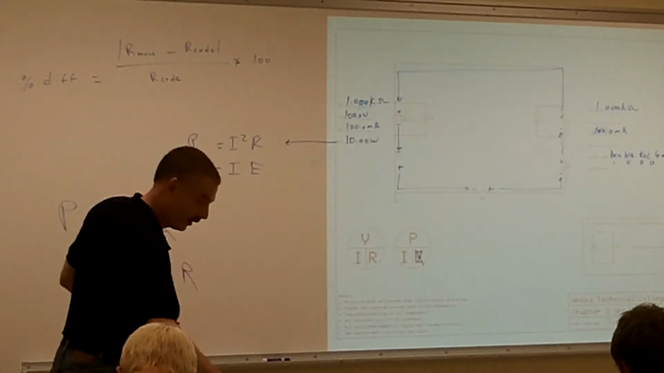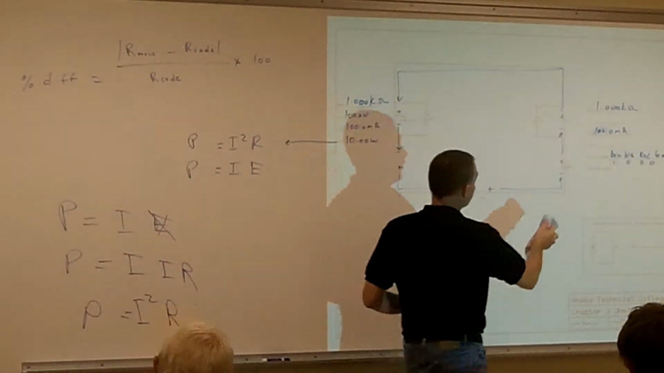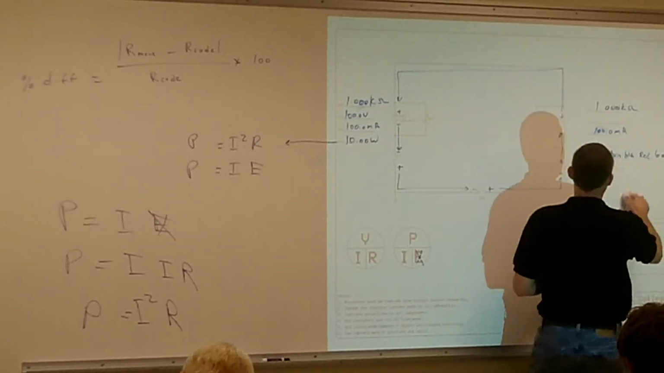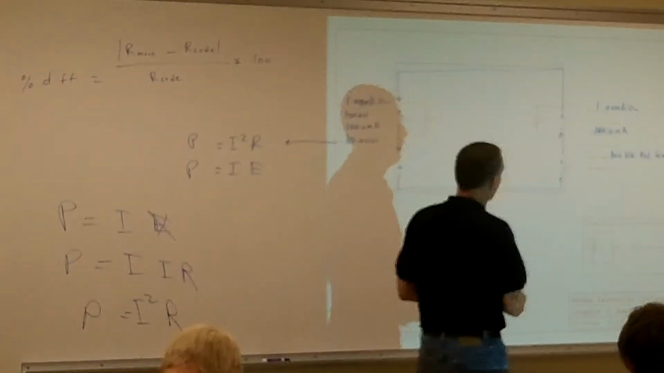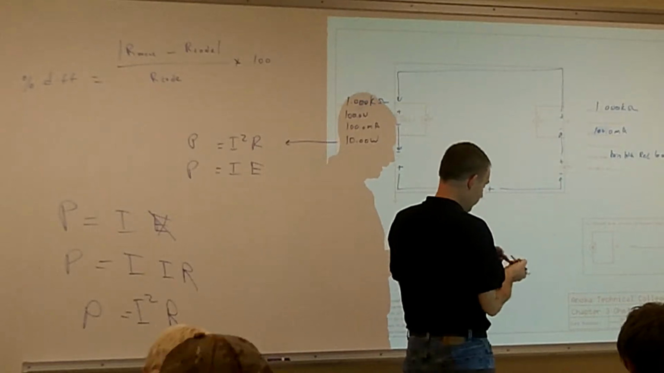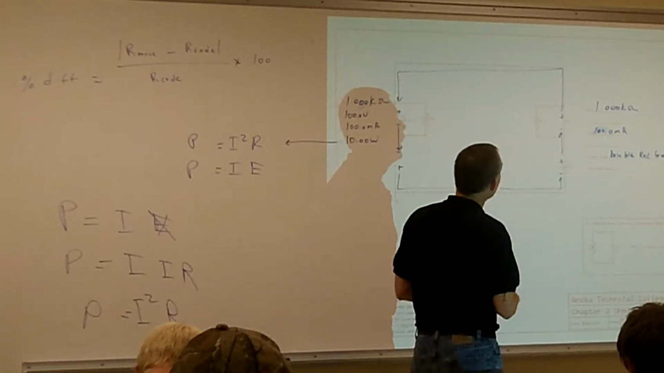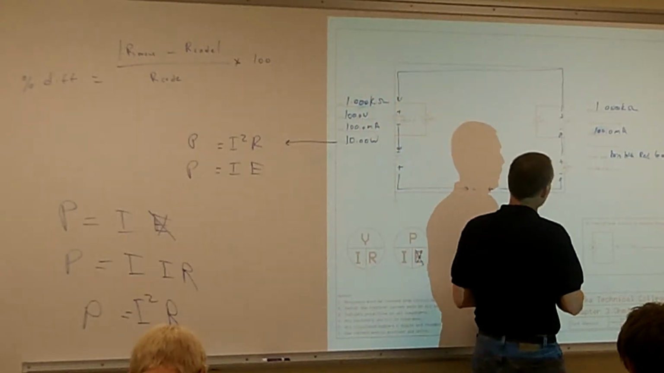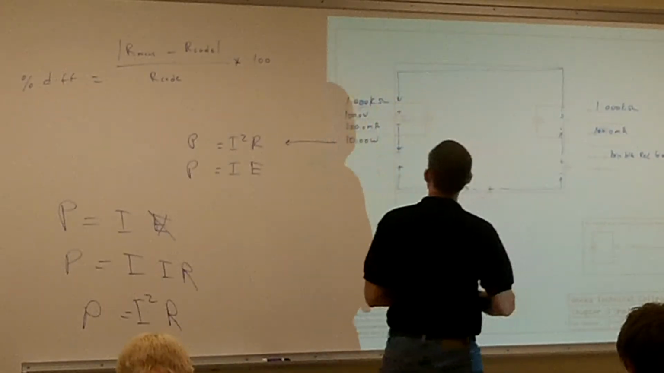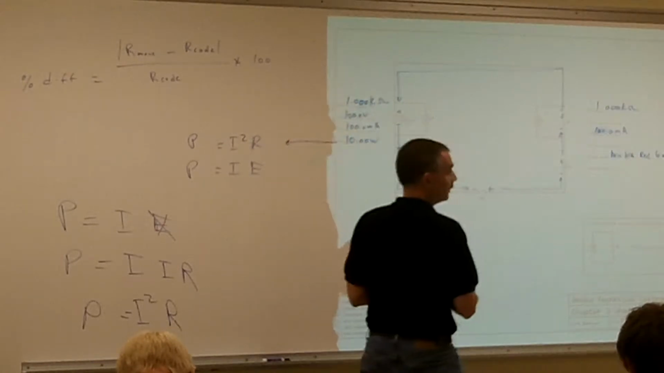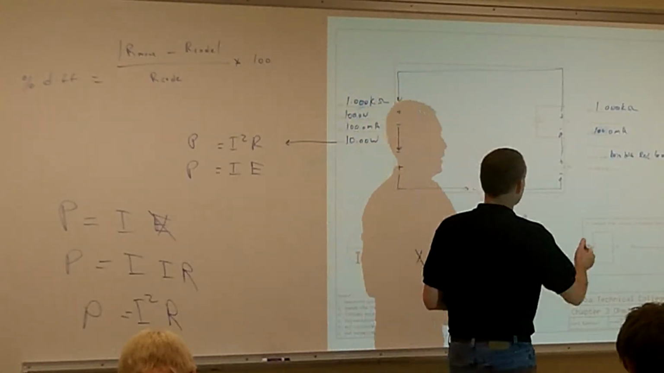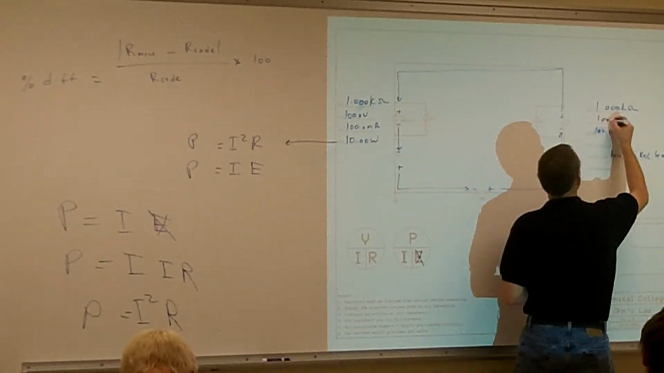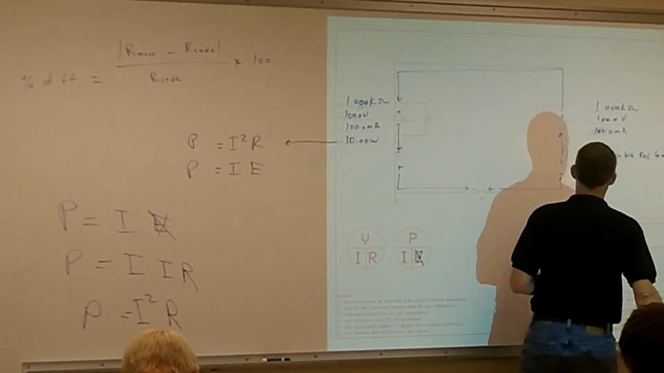Okay, then what can I figure out? I can calculate out my voltage, and my voltage is just going to be what? I times R, it's my IR drop. So my voltage is what? 100 volts. Same as my source voltage since I only have one resistor.